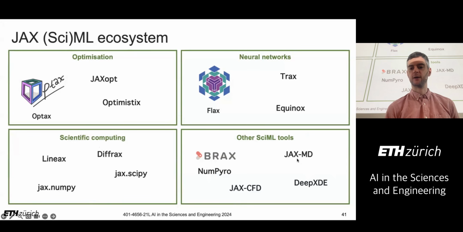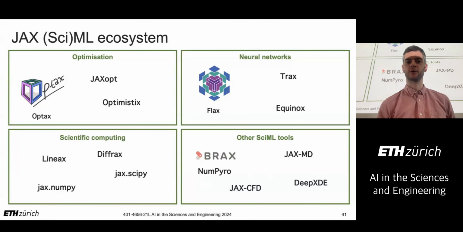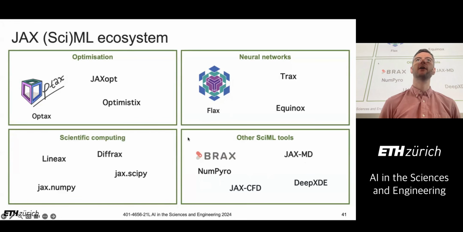For example, JAX-MD is a highly performant library for molecular dynamics. Brax is rigid body simulation in JAX. NumPyro is a probabilistic programming language, so doing Bayesian inference using JAX, super interesting. JAX-CFD, computational fluid dynamics on GPUs, pretty cool. DeepXDE is a PINNs library, or a physics-informed machine learning library. So there's a lot of really cool stuff happening in this SciML ecosystem.